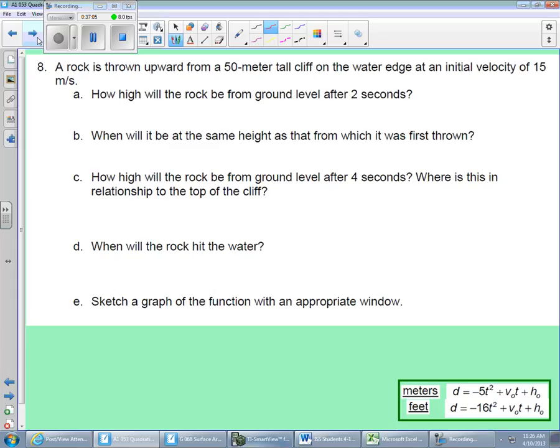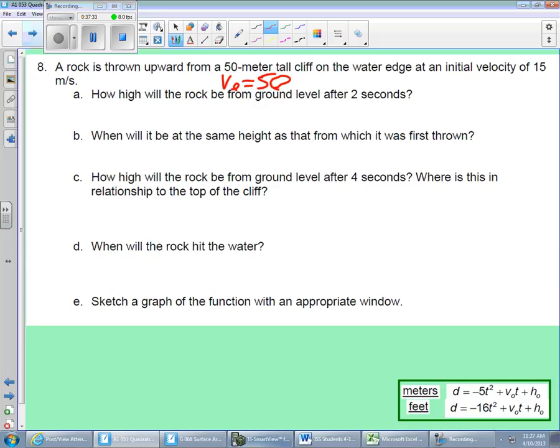Okay. A rock is thrown upwards from a 50-meter tall cliff on the water's edge at an initial velocity of 15 meters per second, and so on. What's different about this situation? V naught equals 50. They didn't start from the ground this time. The guy's up in the air when they started this experiment. It doesn't do anything. It's just a different value that plugs into the formula.